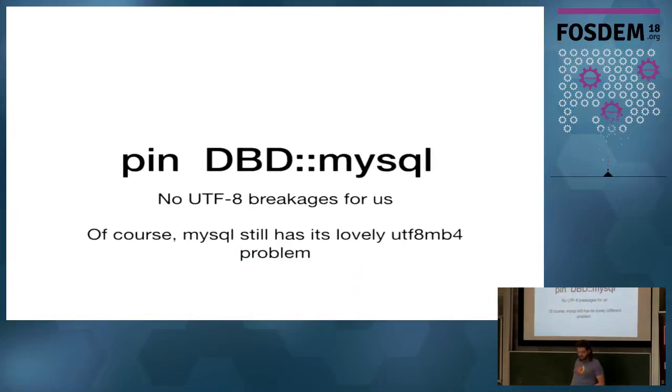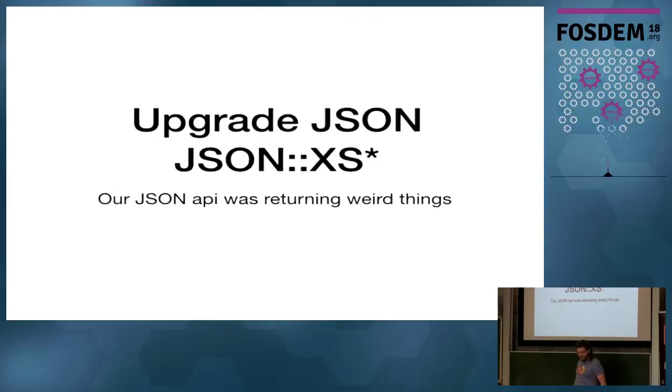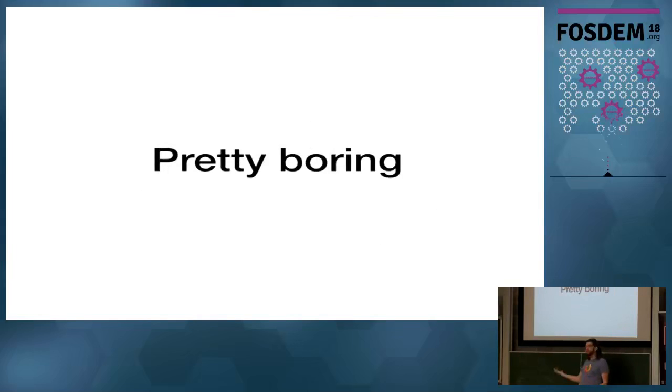We were able to pin DBD::mysql to prevent things from breaking, which happened recently. We upgraded JSON and JSON::XS. I realized that we should probably be using Cpanel::JSON::XS, which is on my roadmap. All of that's pretty boring, but basically I could update stuff. And updating stuff was something that I had wanted to do for about, this was 2 years ago, so I had been wanting to update stuff for about 2 years.